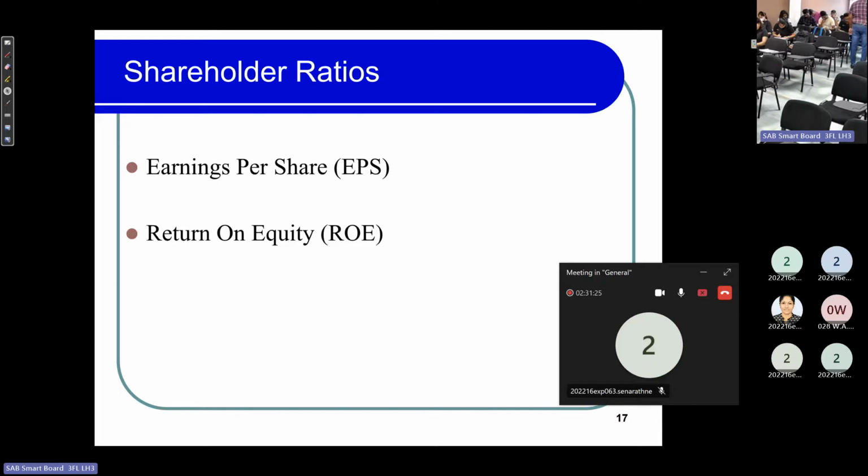What is the profit attributable to ordinary shareholders? If the entity issues preference shares, we need to deduct preference share dividends from the profit after tax, because that is not attributable to ordinary shareholders. We should pay dividends to preference shareholders. Therefore, we should deduct it from profit after tax.